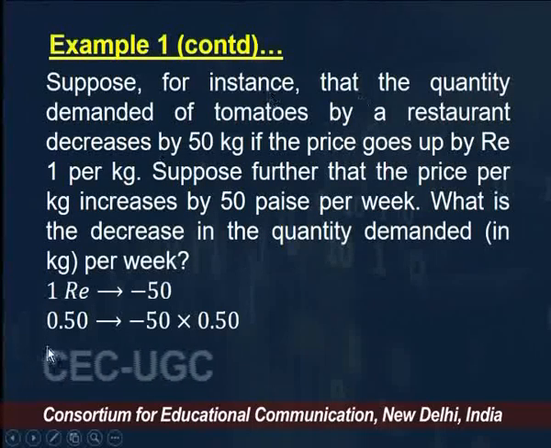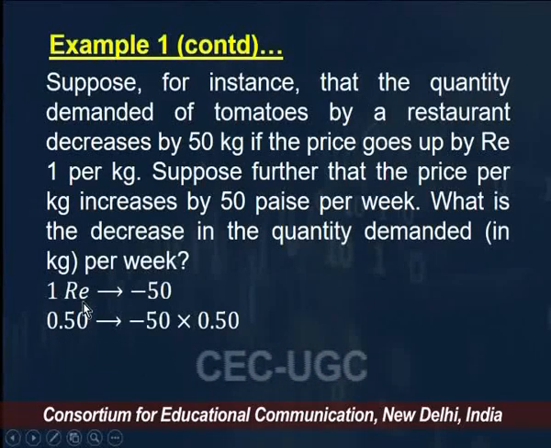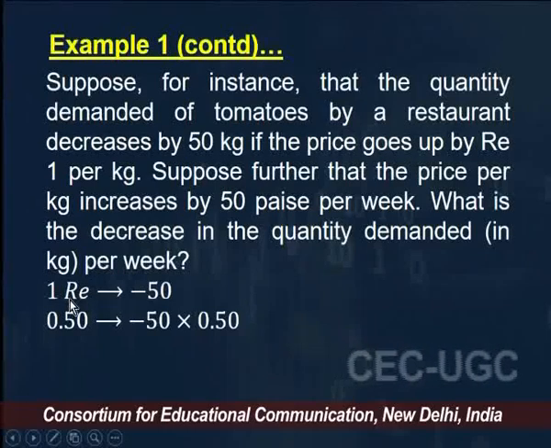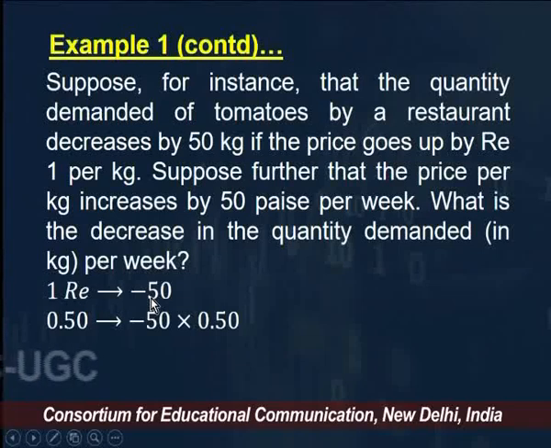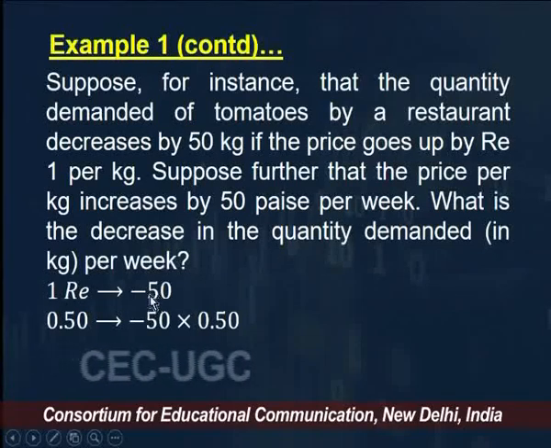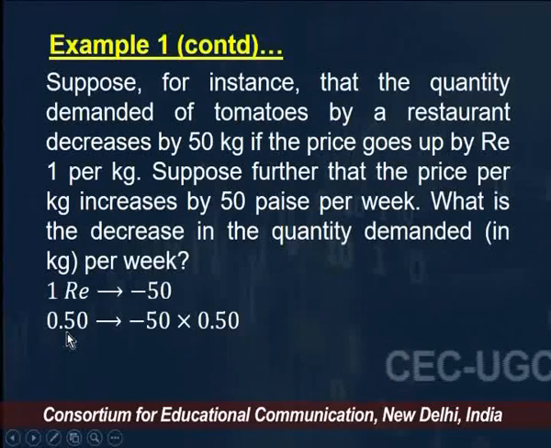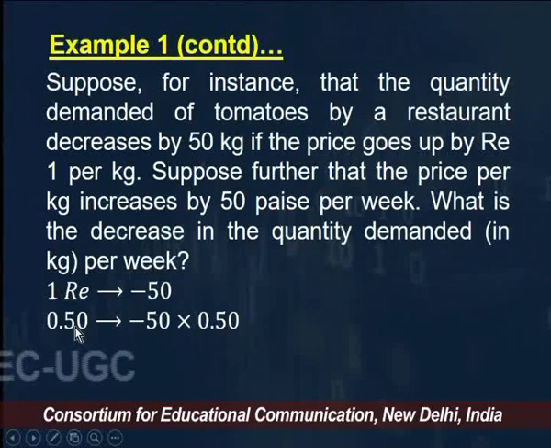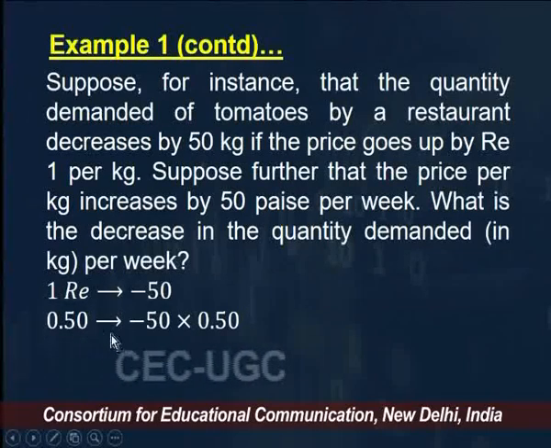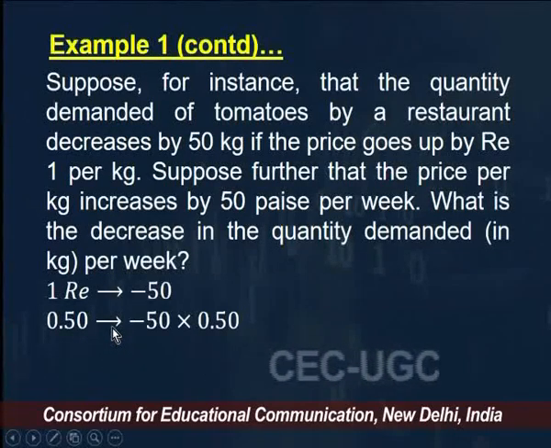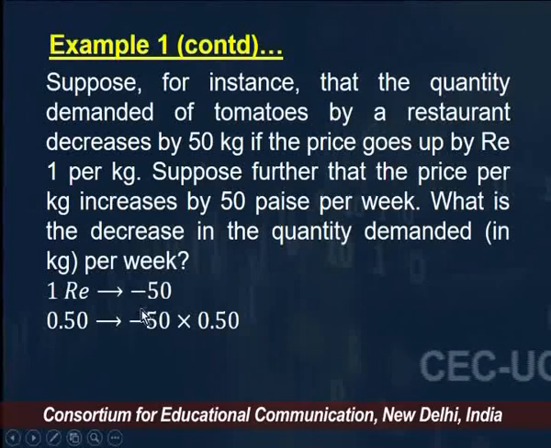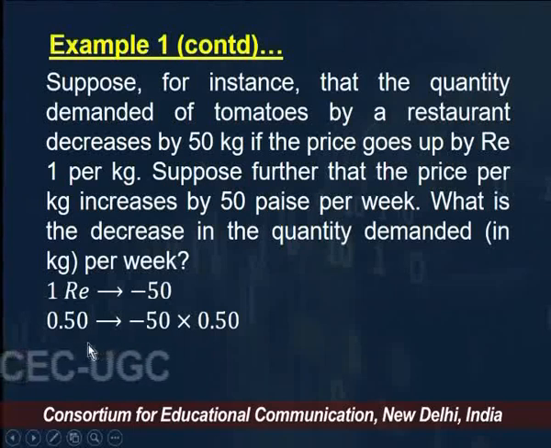Now, if you notice here, basically what we are saying is, whenever the price increases by 1 rupee, the quantity demanded falls by 50 kilos. So that's minus 50. So what this question is asking you is, if the price increases by 50 paise, which is 0.50, then what will be the decrease in the quantity demanded? And now you can see here by the unitary method, that's nothing but minus 50 times 0.50.